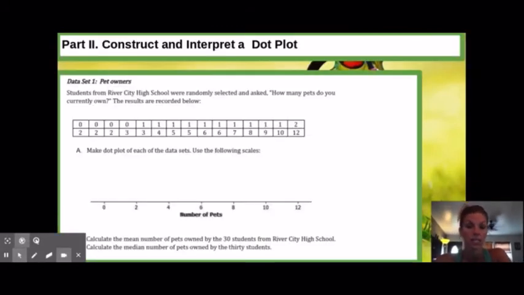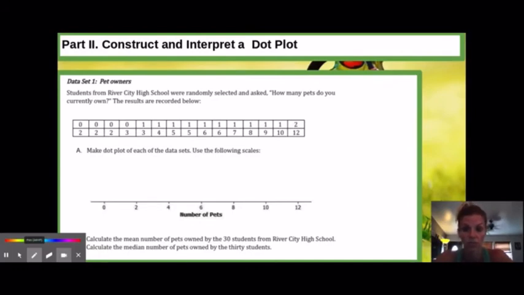Okay. Last but not least, we are just going to quickly do some dot plots and interpret them. So a dot plot, we just put a dot above each one. Nice and easy. This says students from River City High School were randomly selected and asked, how many pets do you currently own? The results are recorded below. Make a dot plot of the data set. So that already did the number line for us. The number of pets is there, 0, 2, 4, 6, 8, 10, 12.